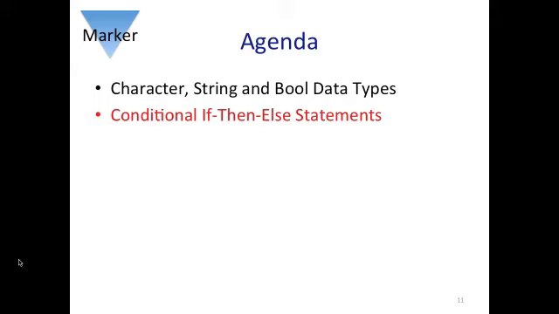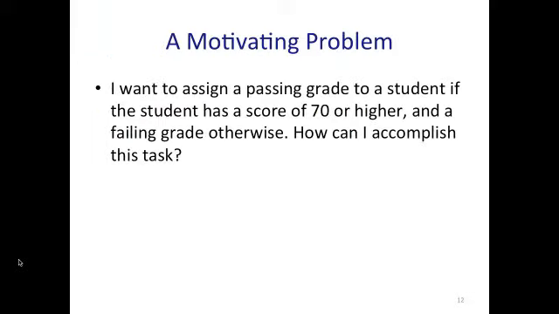You'll be seeing them through the rest of the semester, so this was just meant as a brief introduction to them. Next, we're going to talk about one of the very basic constructs in C++ and in any programming language, and that's the if-then-else statement. So as a motivating problem, let's say I want to assign a passing grade to a student if they have a score of 70 or higher on an exam and a failing grade otherwise. How can I accomplish this task?